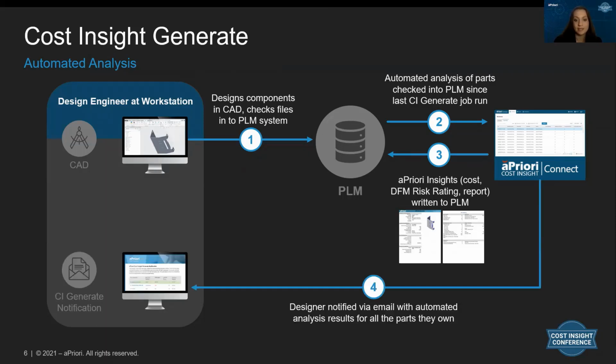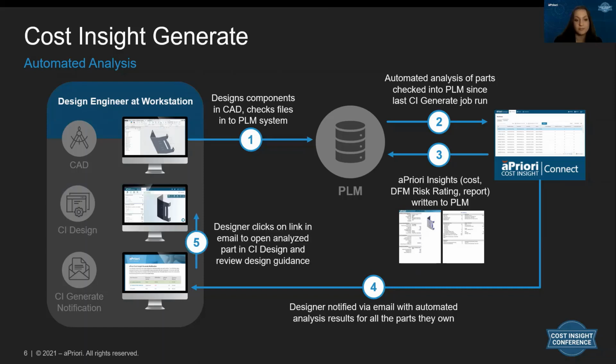Now, the same insights authored to the PLM are also included in Cost Insight Generate email notifications. In this workflow, after automated analysis, a designer is notified with cost and manufacturability results for all the parts they've been working on via email. Parts with the most severe manufacturability defects are color-coded in the email notification to highlight to the design engineer exactly what requires immediate attention. Reports can also be attached to the email for an added level of detail.